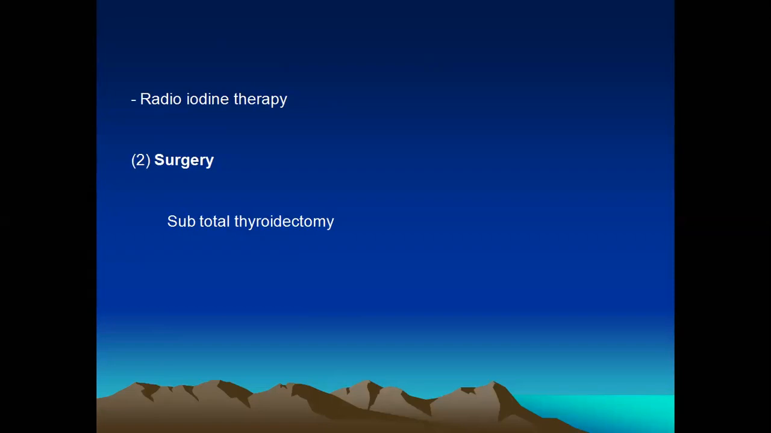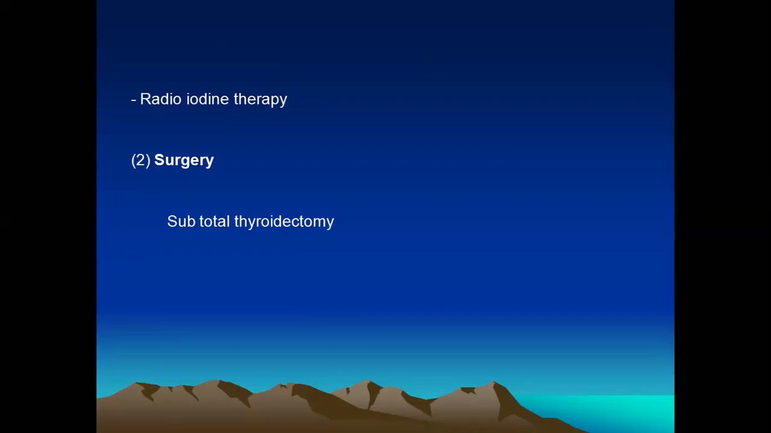Third is toxic nodule, important. These three constitute about 90% of causes, so they are important. And for toxic nodule, make the patient euthyroid with antithyroid drugs, and then you have to go for surgery because there is no role of radioiodine therapy.